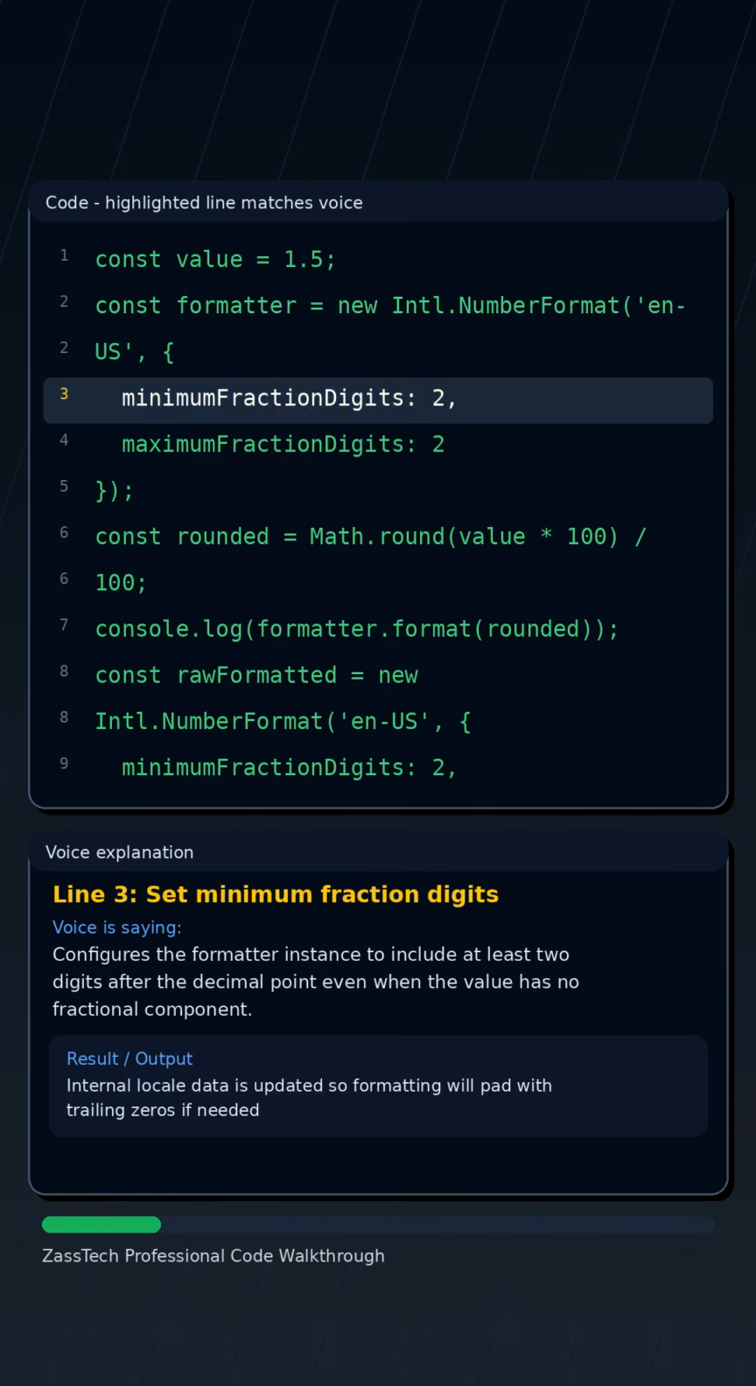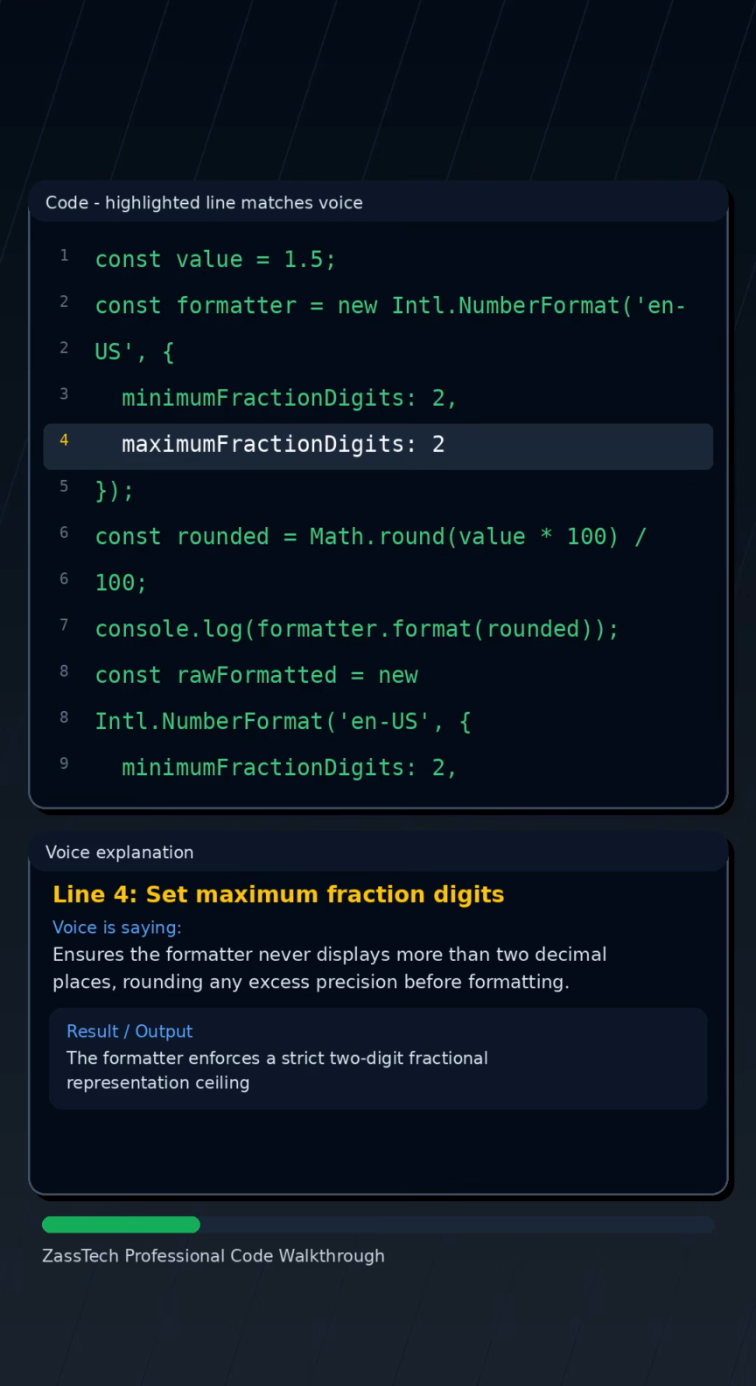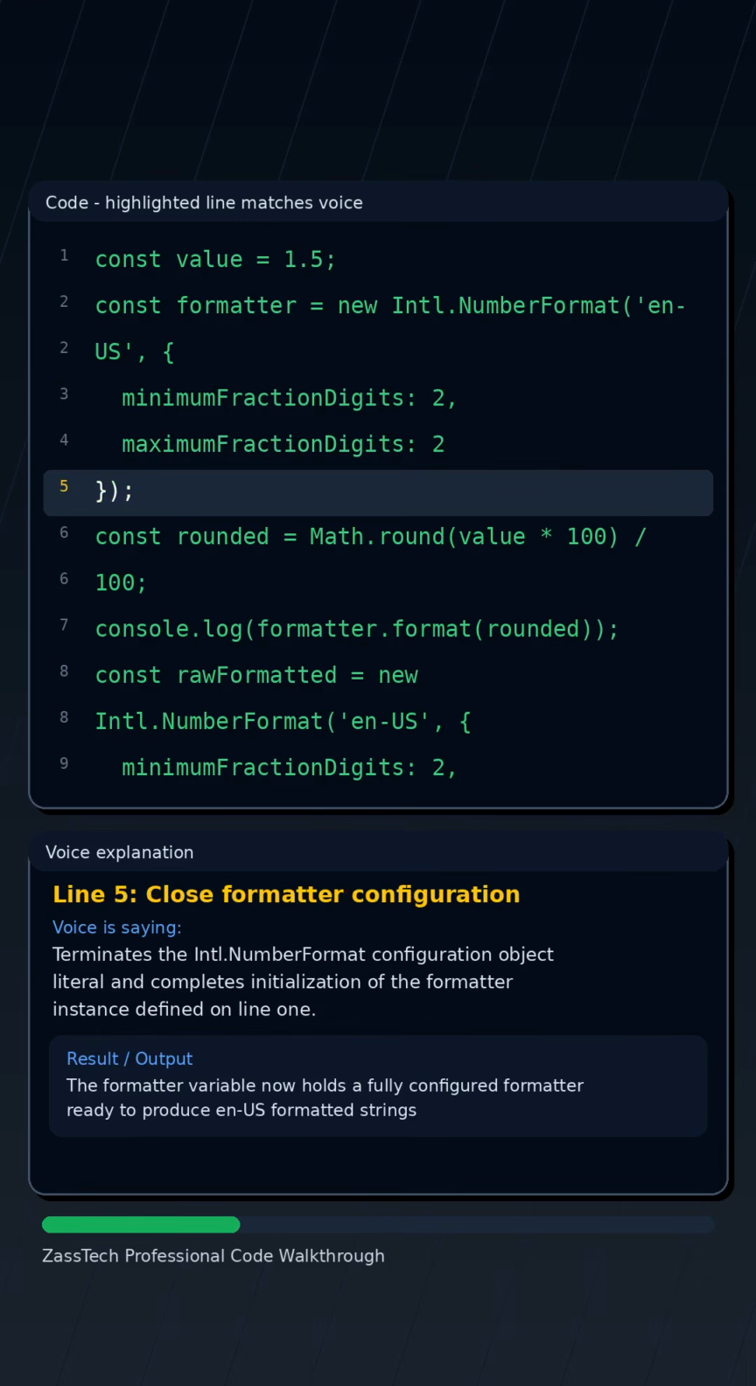Configures the formatter instance to include at least 2 digits after the decimal point, even when the value has no fractional component. Ensures the formatter never displays more than 2 decimal places, rounding any excess precision before formatting. Terminates the international number format configuration object literal and completes initialization of the formatter instance defined on line 1.